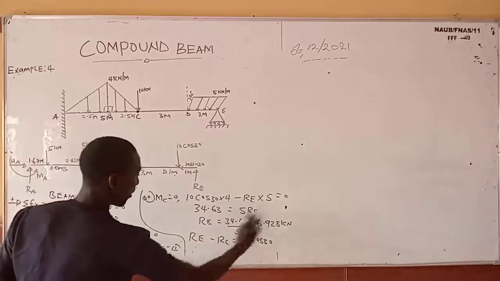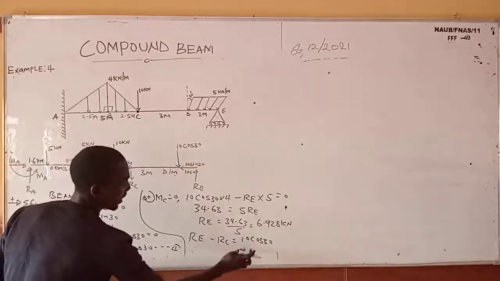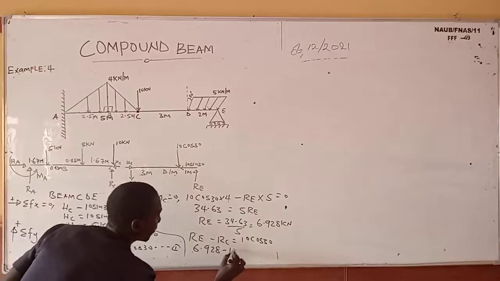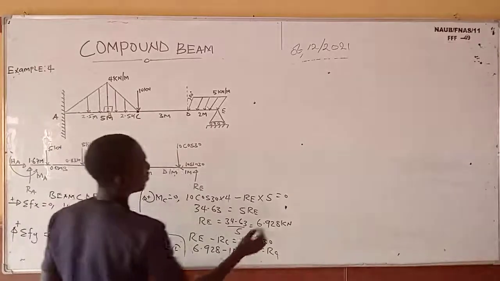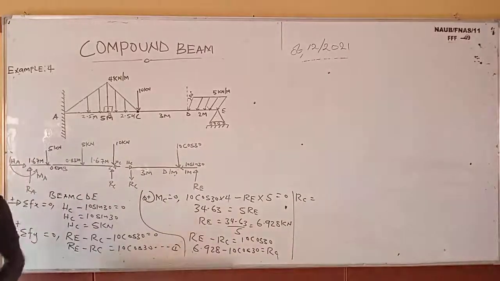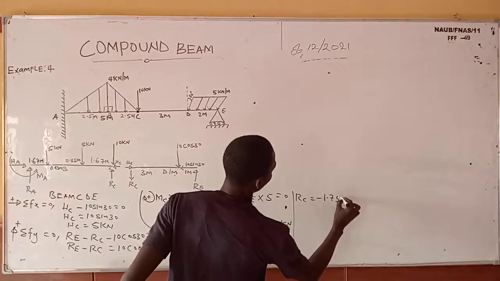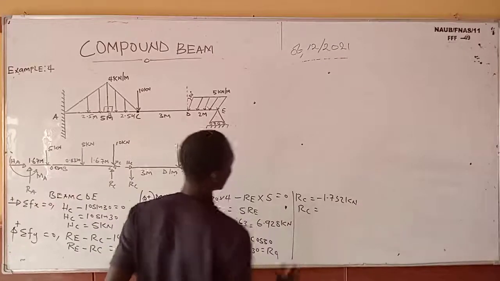If I take this ROC back here, and bring this one back here, I'm going to have ROE minus 10 cos 30, which is 6.928 minus 10 cos 30, which equals ROC. If you confirm this with your calculator, you are going to have minus 1.732 kilonewton.